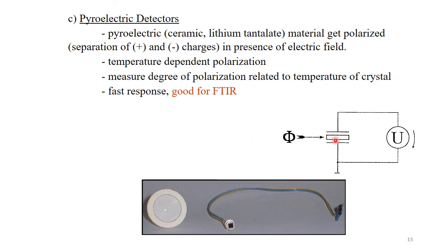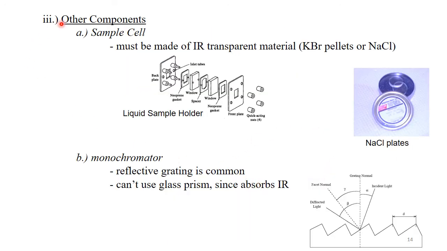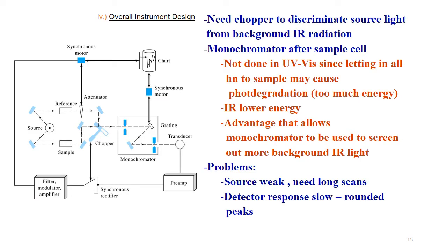Pyroelectric detectors are also shown here in the figure. Other components include the sample cell, which must be made of infrared transparent material. For the monochromator, a reflecting grating is common. We cannot use a glass prism since it absorbs infrared radiation. Overall instrumentation design of an IR spectrometer is shown here.